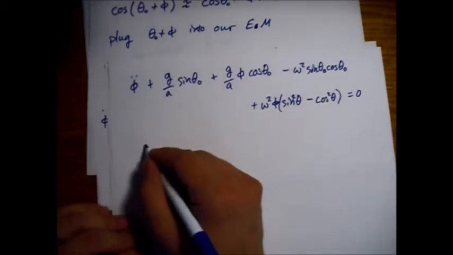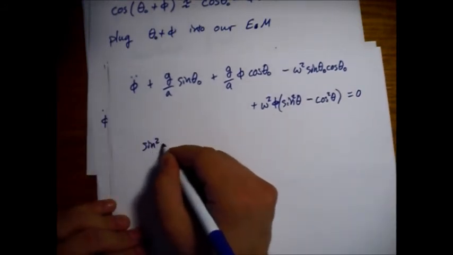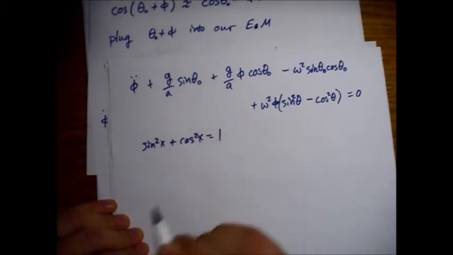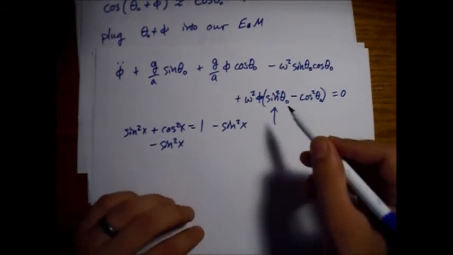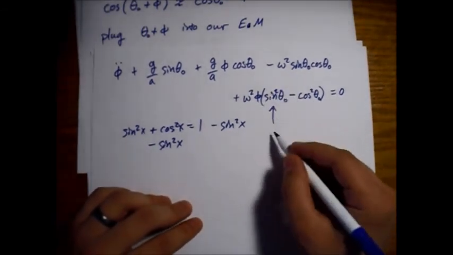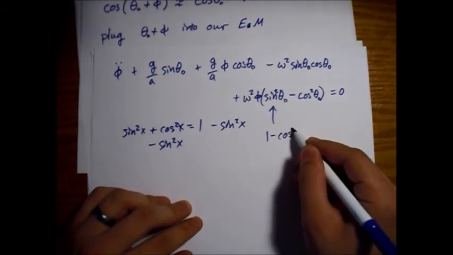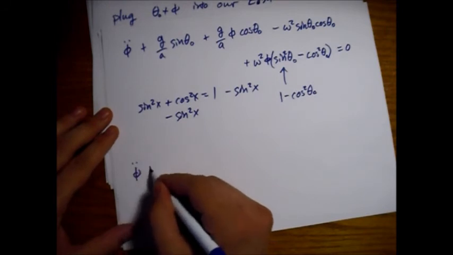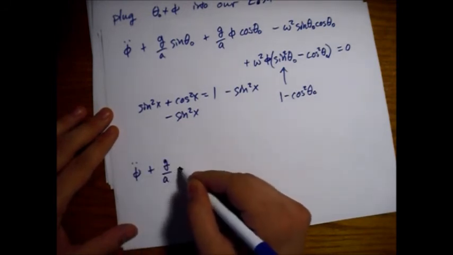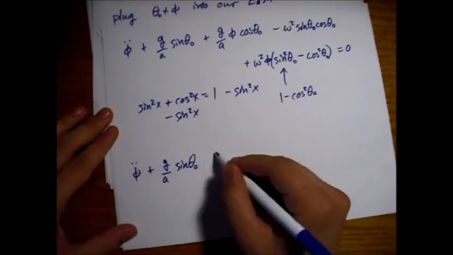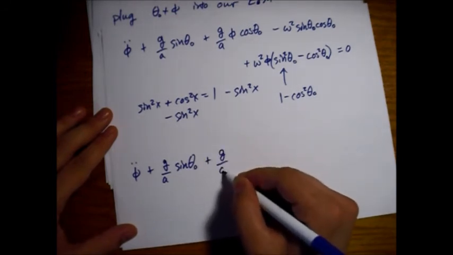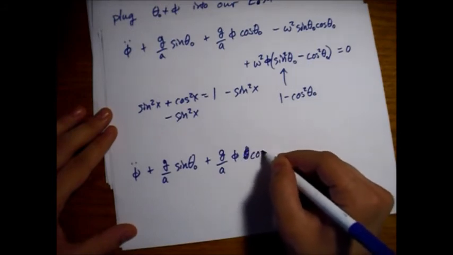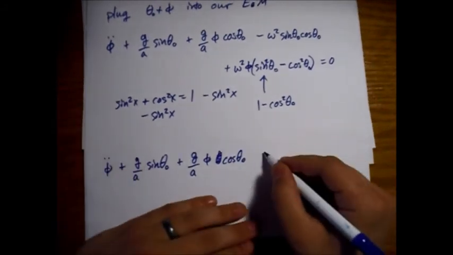So the identity we're going to use, so we just have sine squared x plus cosine squared of x equals 1. Okay, so we're just going to replace this sine squared with a 1 minus cosine squared theta naught. So let's go ahead and write this out again. G over a sine theta. So kind of the goal here is we just want as many cosine of... I can't write and talk at the same time.